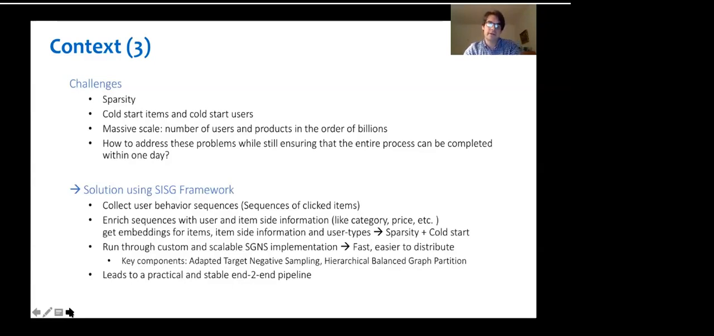Based on this implementation of skipgram, we have a fast and easy to distribute training mechanism. This is achieved by two key components, which are adapted target negative sampling and a hierarchical balanced graph partition. Overall, this has the advantage that, while we're not using very fancy deep learning kind of models, we have a very practical and stable end-to-end pipeline, which also gives some excellent results online.